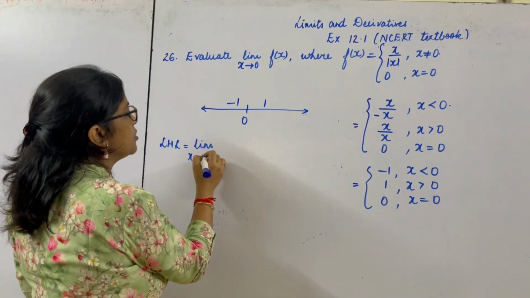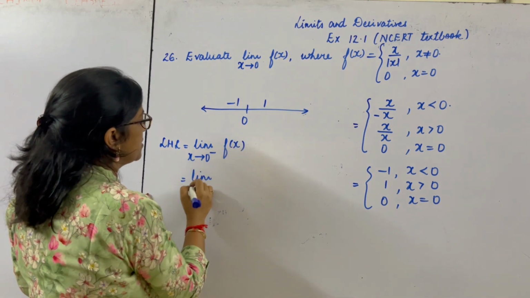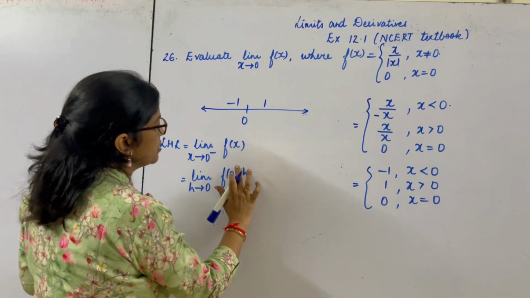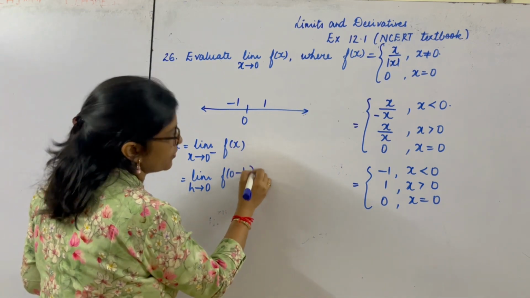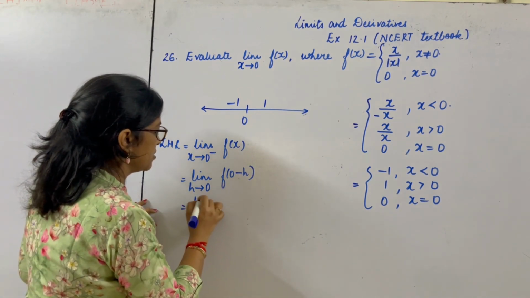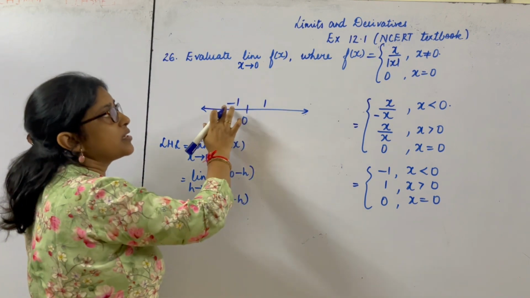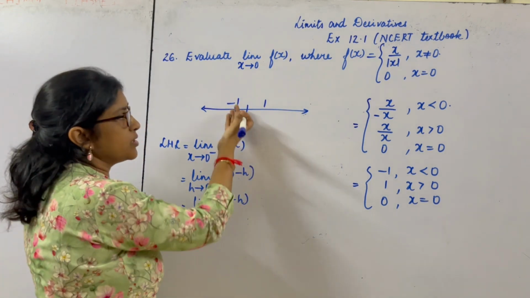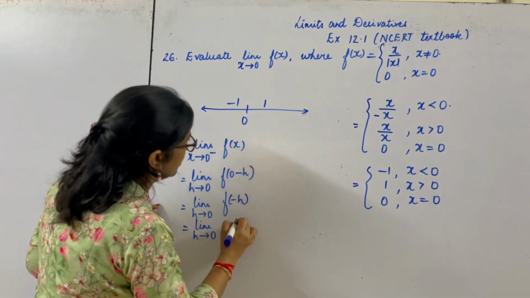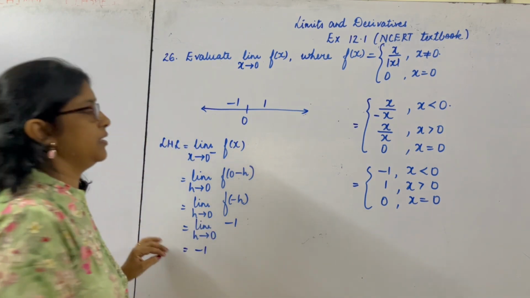Limit x tends to 0 from the left side, and again writing it as h tends to 0, f of 0 minus h, because it is obviously value smaller than 0. And what is 0 minus h? Minus h. Wherever there is x, we are supposed to write minus h, but since it's a constant function, you have to just write down the function as it is. Minus 1 is the left hand limit.